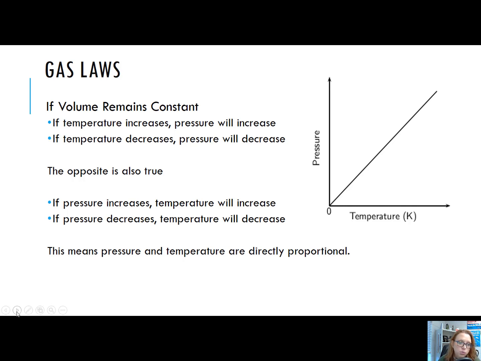Now for the last one, let's keep volume constant. And if we keep volume constant, then if we increase temperature, then we also increase pressure. So that means that temperature and pressure are also directly proportional. When one of them increases, the other increases. When one of them decreases, the other will decrease.